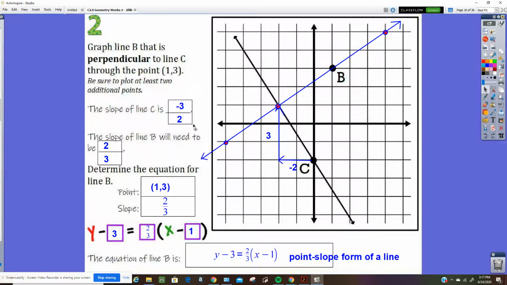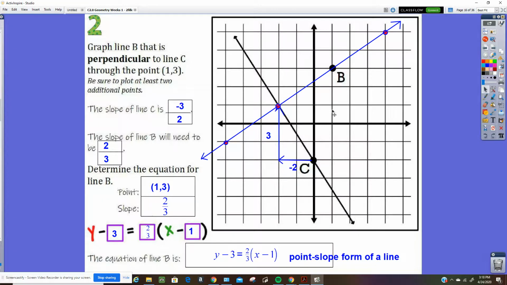I get -3/2. So the slope of a line through B will need to be the negative reciprocal of this. So if I flip this fraction, I get 2 over -3, but then I want to do the opposite of the negative, and it's going to be positive. So flip the fraction and then change the sign. So flip the fraction, 2 over -3, change the sign would be +2/3.